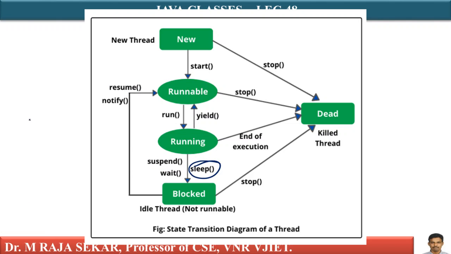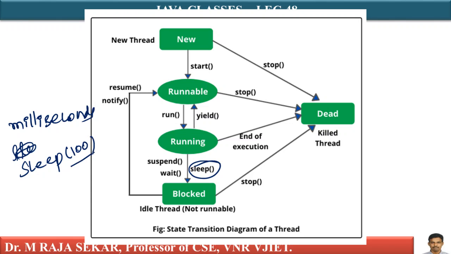When a thread is made to sleep, there is a method known as sleep. Just see, when a thread is made to sleep using milliseconds, let me say sleep of 100. The thread will sleep for 100 milliseconds. Let me repeat. When a thread is made to sleep using sleep method, the thread gets blocked for given milliseconds. That's important.